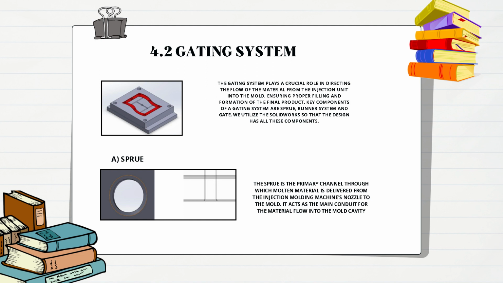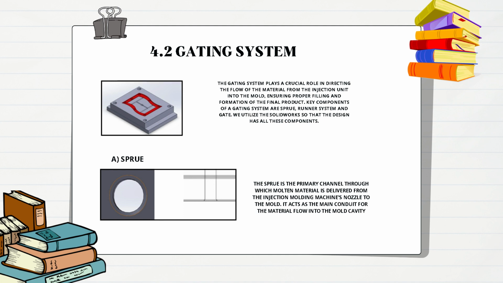For our next content, I will explain to you about the gating system. The gating system plays a crucial role in directing the flow of material from the injection unit into the mold, ensuring proper filling and formation of the final product. Key components of a gating system are sprue, runner system, and gate. We utilize SolidWorks so that the design has all these components.